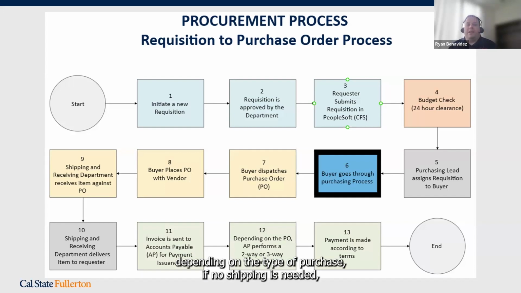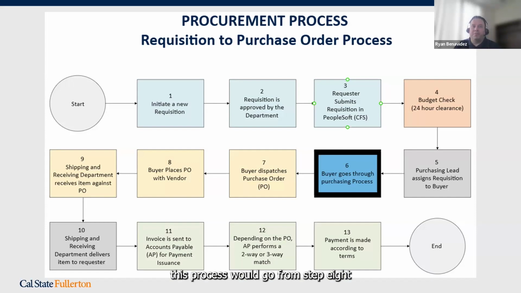Please note, depending on the type of purchase, if no shipping is needed, this process would go from step 8, where buyer places PO with vendor, to step 11, where invoice is sent to accounts payable for payment issuance, and so on. So it basically skips the shipping and receiving department process.